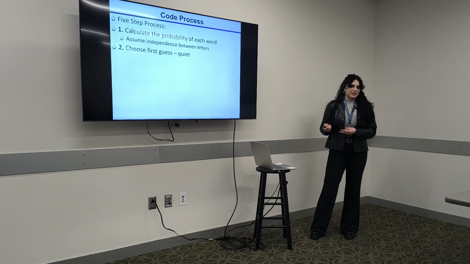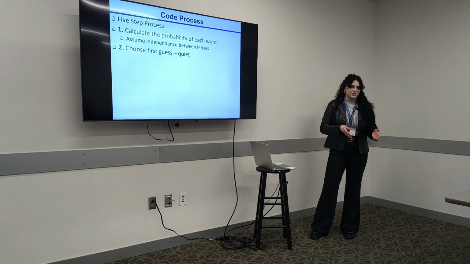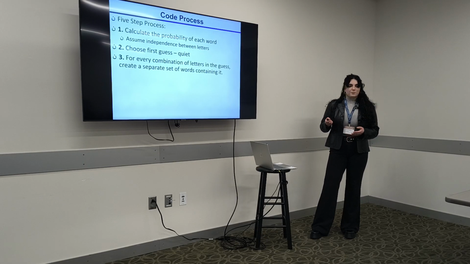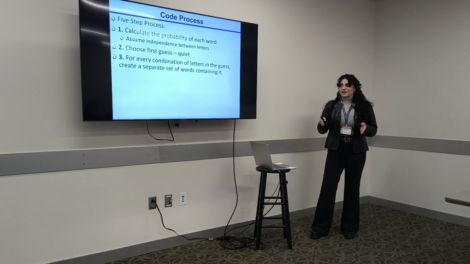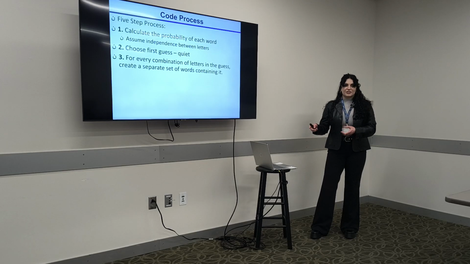This would be interesting to see if my methods would produce the results that I expected from it, which we will see later. The third thing I did was, for every combination of letters in the guess, I created a separate set of words containing it. So for example, from the original set of about 1,200 words, I would create a separate set that just had a Q or a U, or a Q or an I, or a Q, U, and I, and so on for every possible combination of letters.